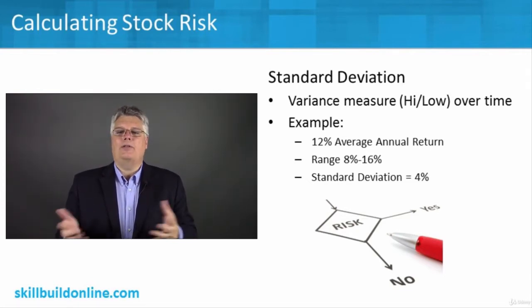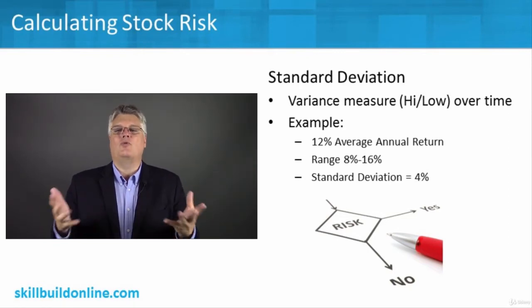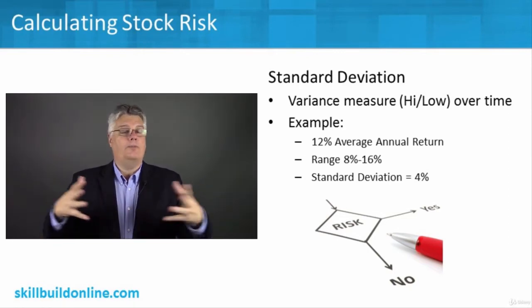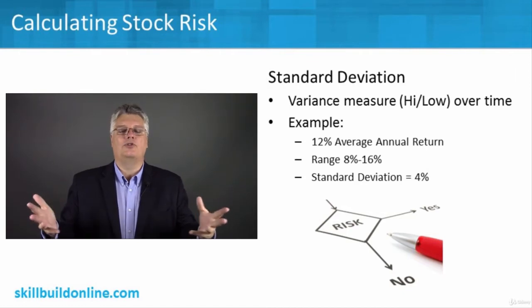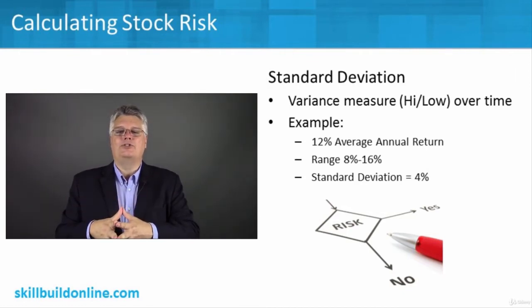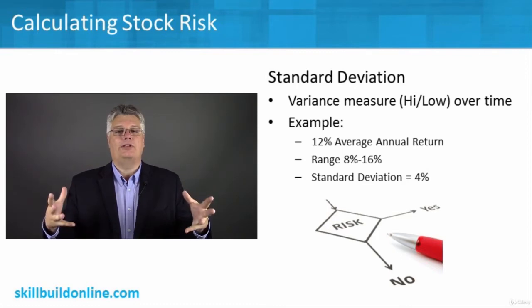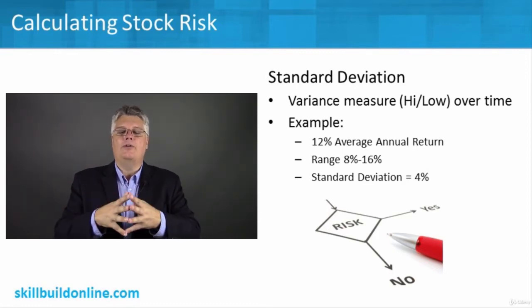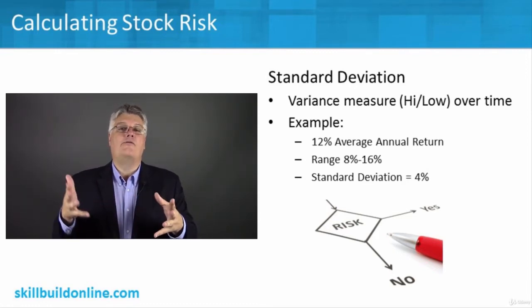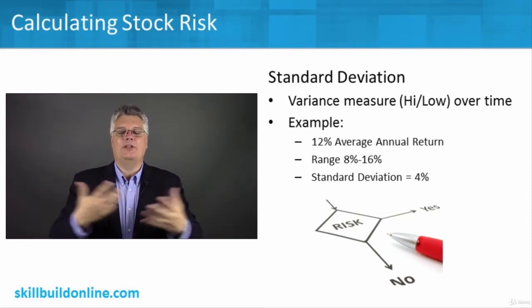So, for example, if you have a 12% average annual return over a period of time, let's say 3 years or 5 years, and your range of that is some years it's 8% or some years it's 16%, that would be a standard deviation of 4%. You're 4% below and you're 4% high. That's your range and that's your deviation behind it.